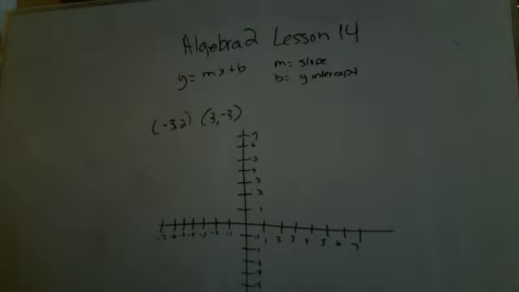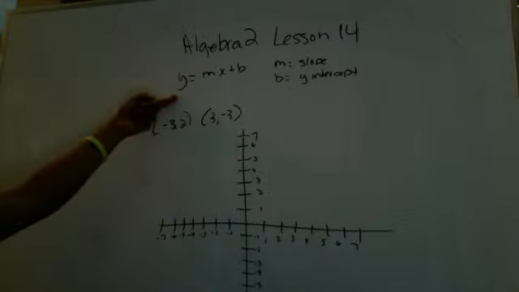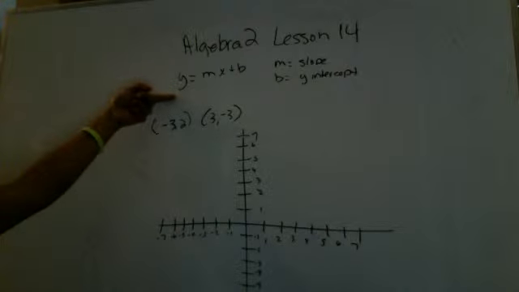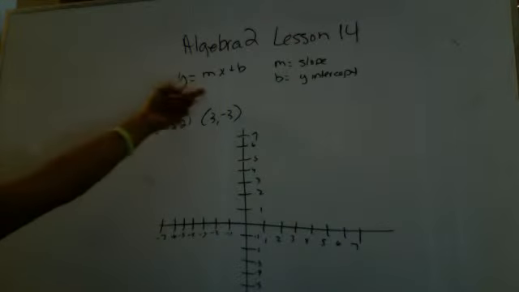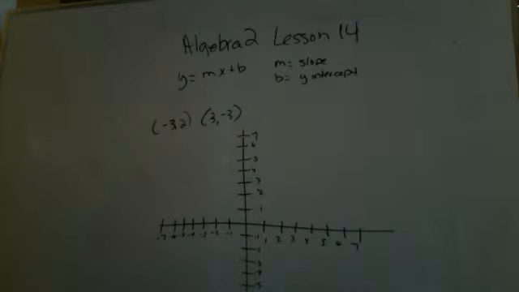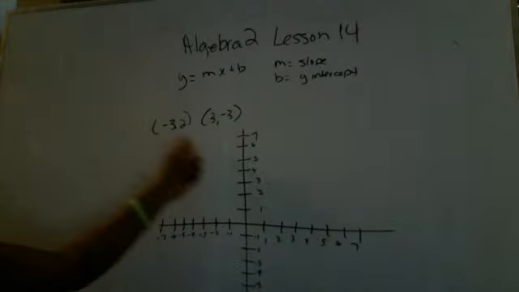So we're going to learn how to write equations based on the information we're given. And we're going to use the y-intercept form. There are other ones that we can use, but right now we're going to concentrate on this format until we understand it really well. Y-intercept form says y equals mx plus b, where m is the slope and b is the y-intercept. Y-intercept means where the equation crosses the y-axis.